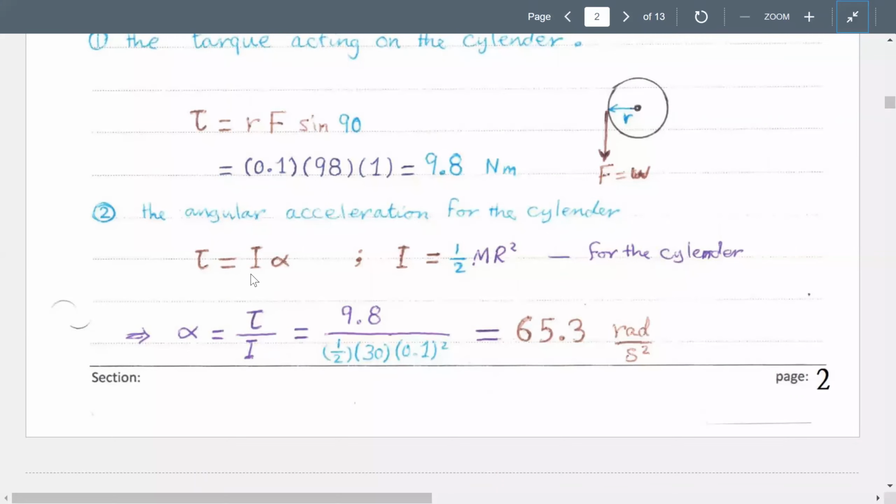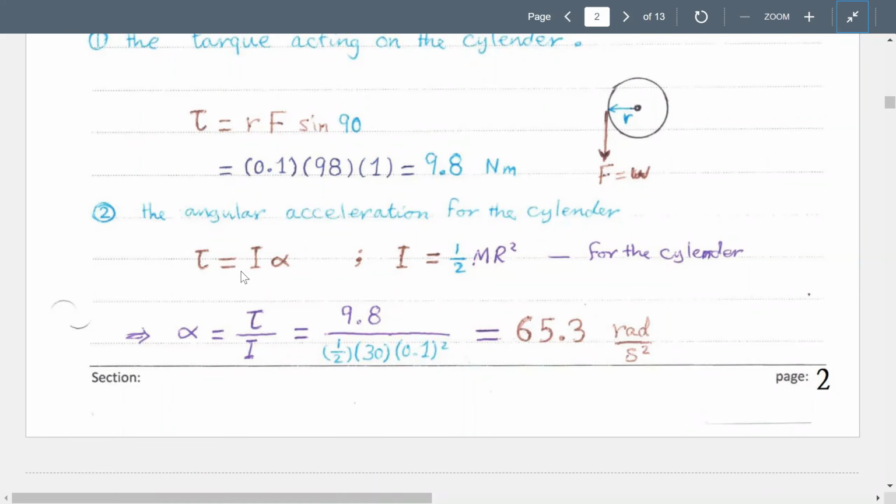I is the moment of inertia for the cylinder, which is half M R squared. It is from the table shown in the book and in the notes of our lecture. So M is given, it is 30 kilograms. R is given, it is 0.1. So I can be found.